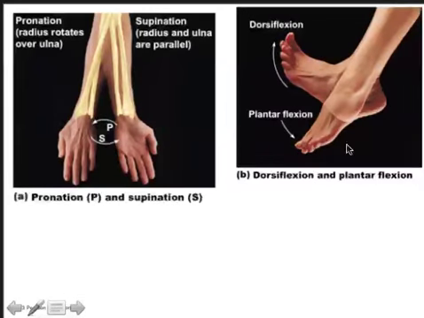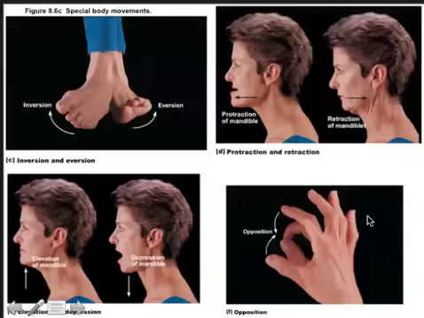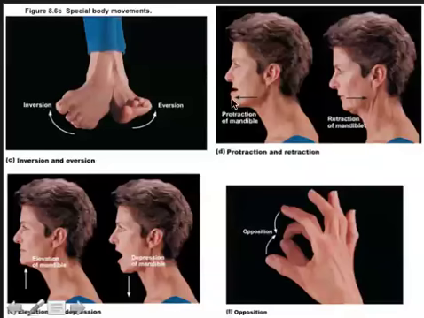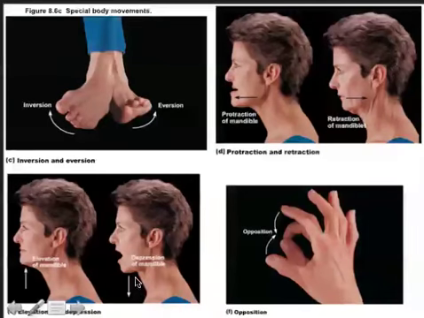Here we can see inversion and eversion. Inversion, we turn the sole of the foot inward towards midline. Eversion, we turn it away from midline. And here we have protraction of the mandible, retraction of the mandible. And here we can see elevation and depression of the mandible. And here we see opposition between the thumb and the fingers.